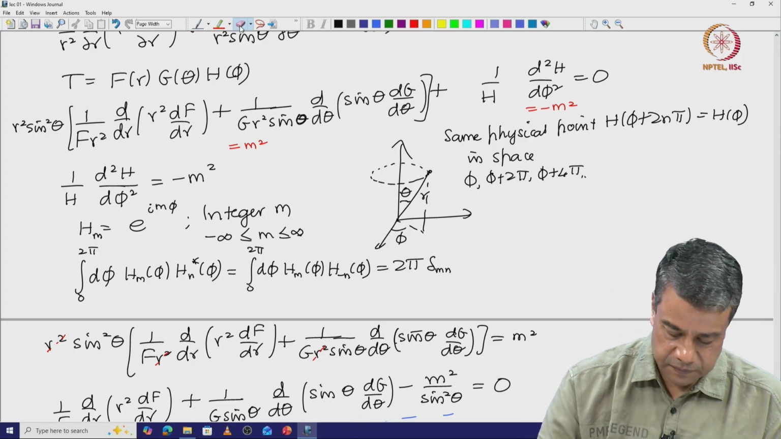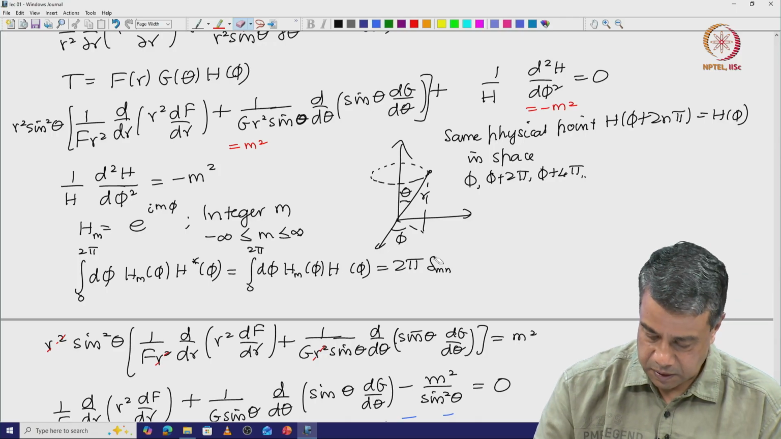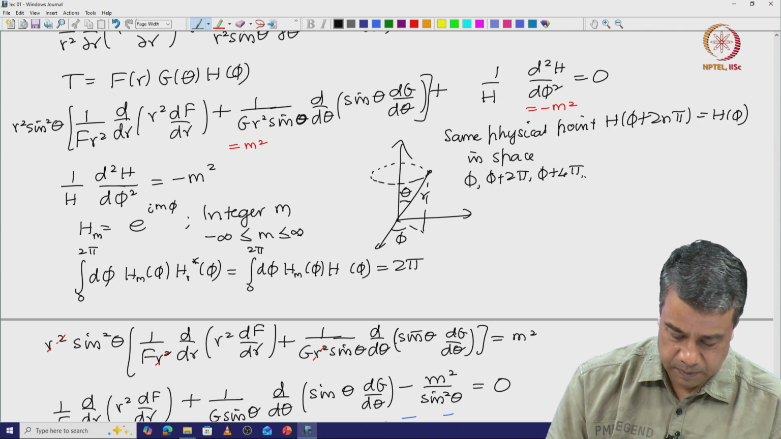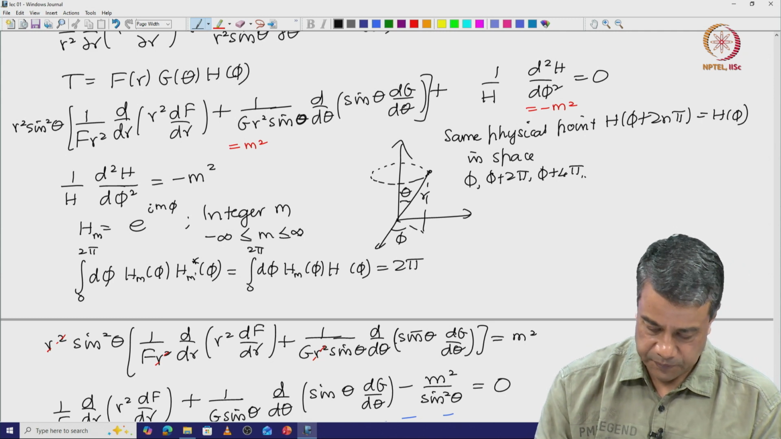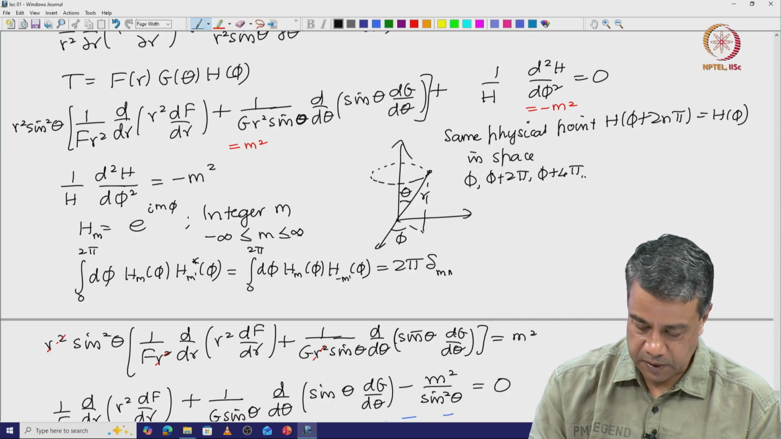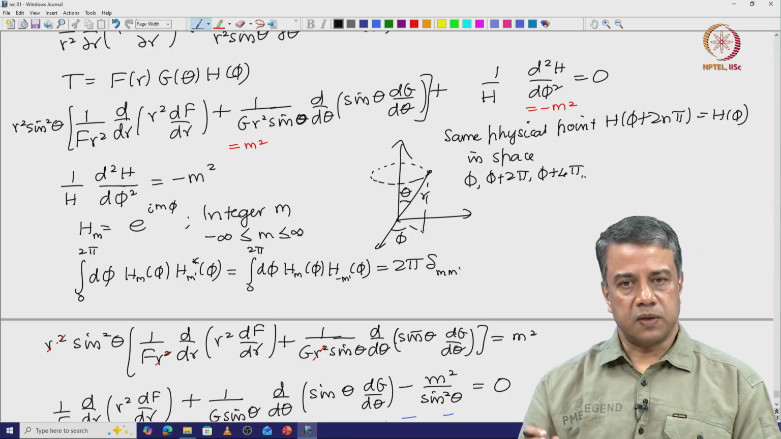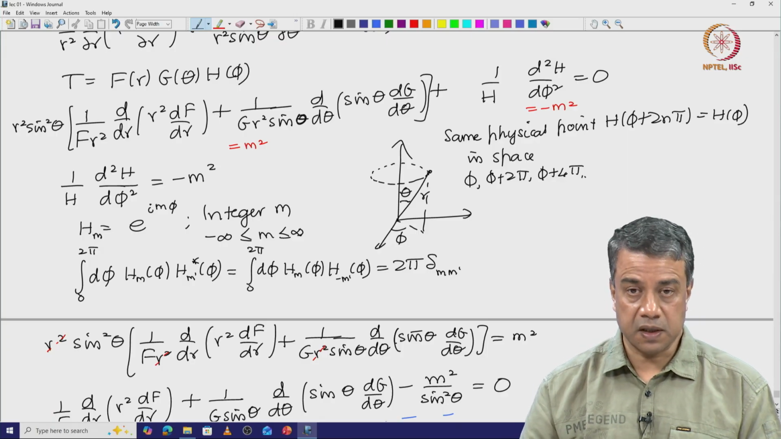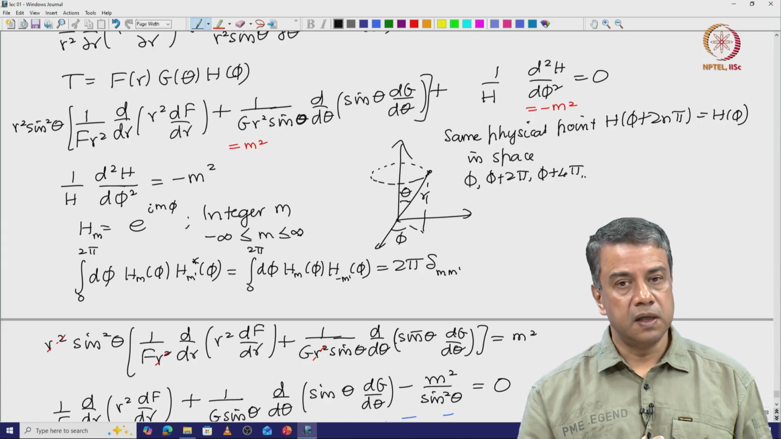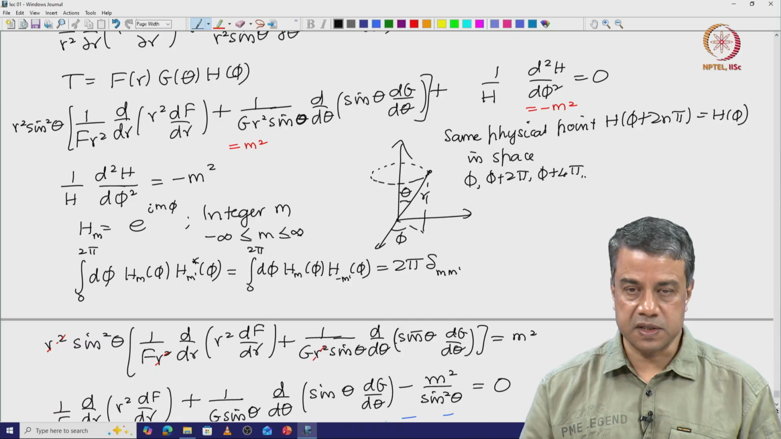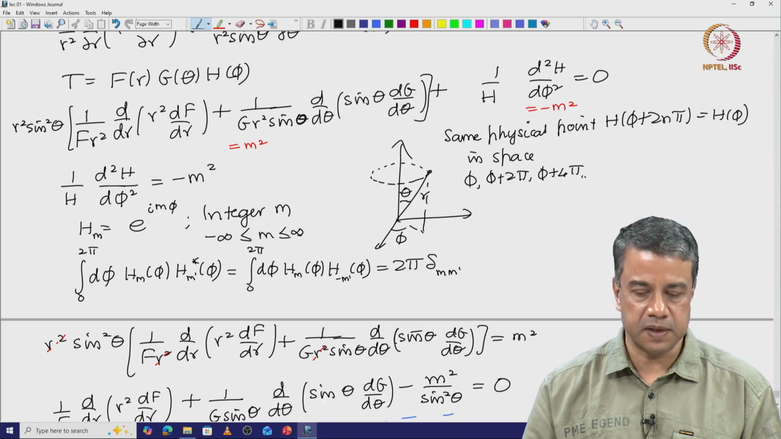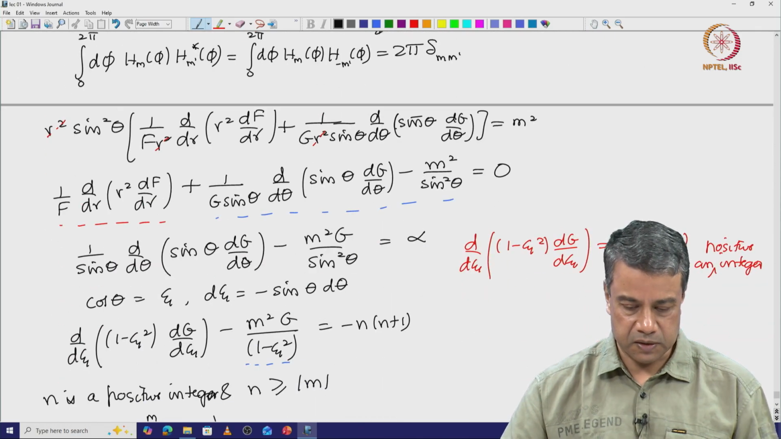Let me write this slightly differently so that we can use it in our orthogonality relation. I will write this as h m prime, minus h m prime, this is delta of m m prime. So, h m of phi times the complex conjugate of h m prime of phi integrated over phi from 0 to 2 pi is non-zero only when m is the same as m prime. Note that when we do the orthogonality relations for complex numbers, we have to take the complex conjugate.